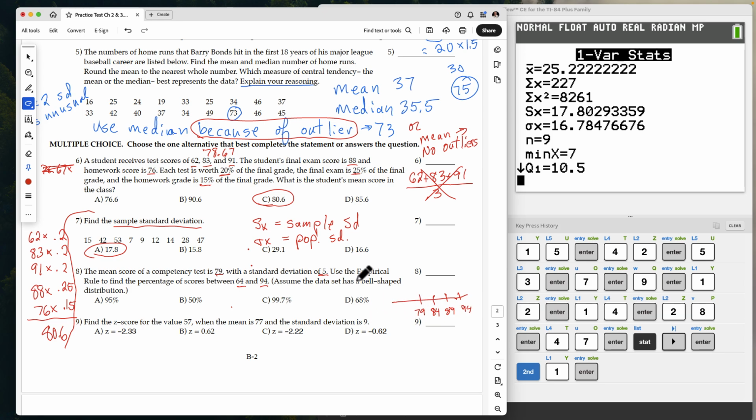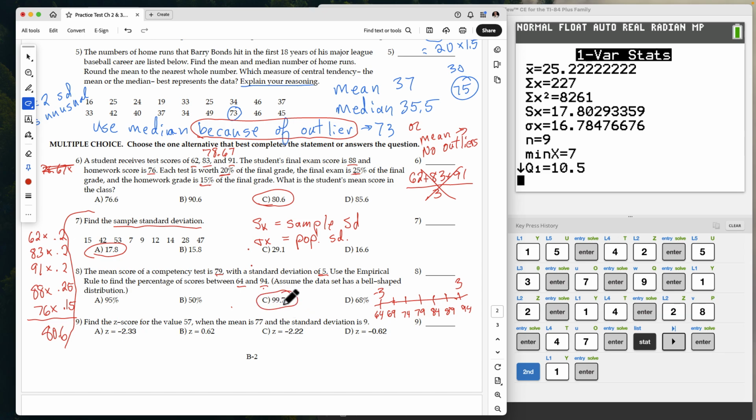Going below, let's start subtracting 5. 79 minus 5 is 74. 74 minus 5 is going to give us 69. Minus 5 more gives us 64. 64, that's negative 3 here to positive 3, and we need to remember there's a 68, 95, 99.7.